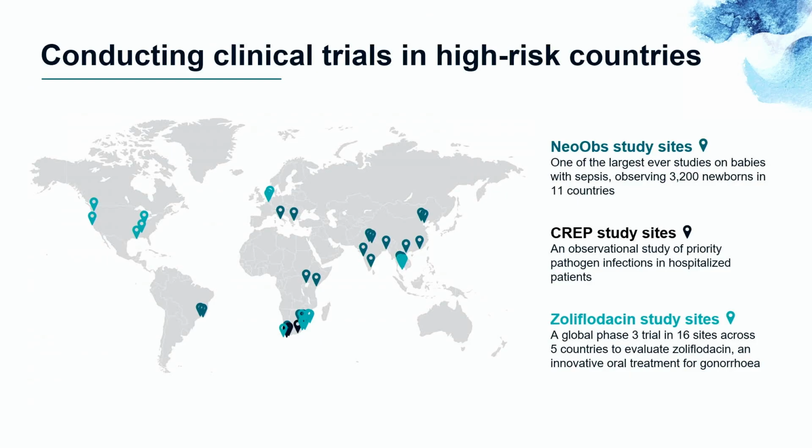Bringing together the clinical trial sites and the observational trials that we've been doing over the last few years, on this map we can show all the sites where people have been working with us. We've had the neo-observational study that I mentioned in babies, the carbapenem resistance study that we've just started in adults, and the zoliflodacin study sites. So we are well on the way to building our global networks.